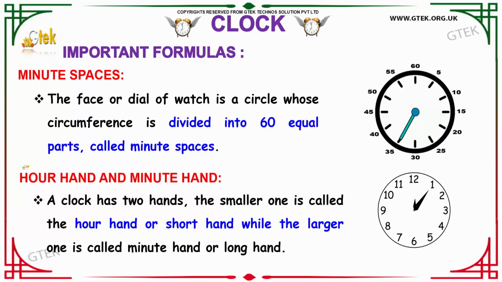Next, we have our hour hand and minute hand. Every watch will have two hands. One, the small, and the other quite large. The small one is known as your hour hand, and the longer one is known as your minute hand.